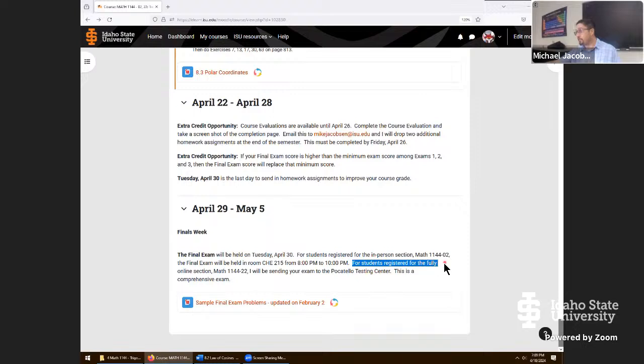If you're registered for the fully online section, like all of your other exams, I have to send your exam to the Pocatello Testing Center. I'm going to be trying to do that as soon as possible. And once I send your exam to the Pocatello Testing Center, I'll directly email you like before to let you know you can contact them to schedule your exam. So that's how it's going to work in the two different classes. Any questions or comments at the moment?